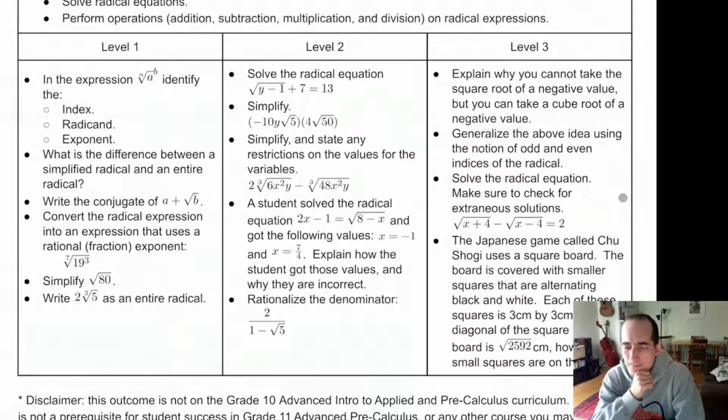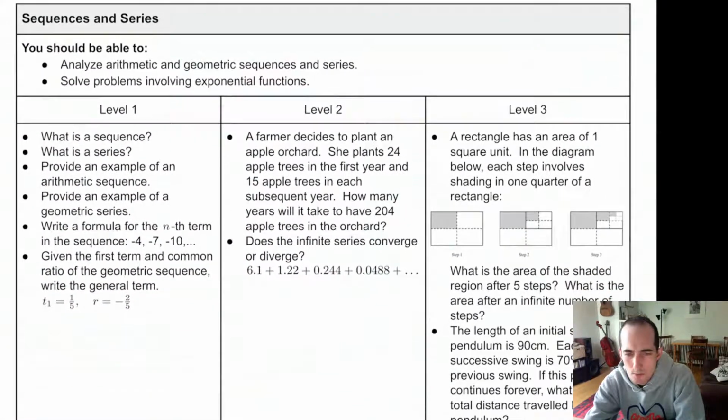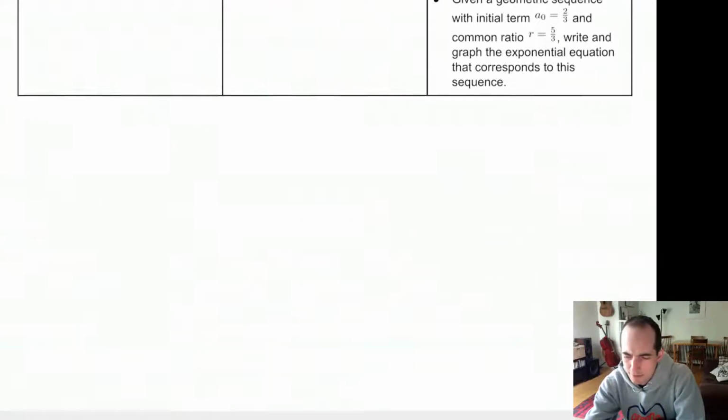Like I said, this is not required for student success in grade 11 advanced pre-calc, or any question that you would take next year. Next year, you'll be learning this stuff again, so you'll have another chance to learn this. Anyway, let's go back to the final topic. I think this is the final topic.